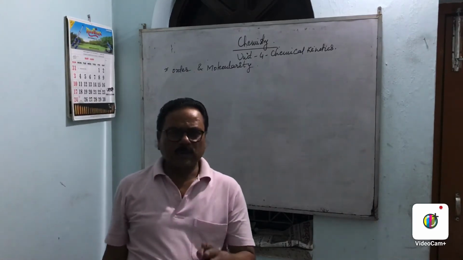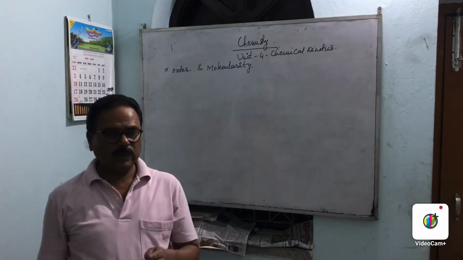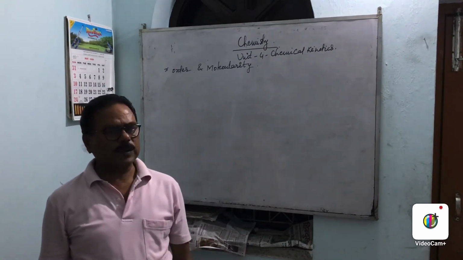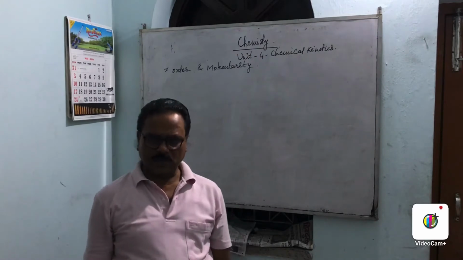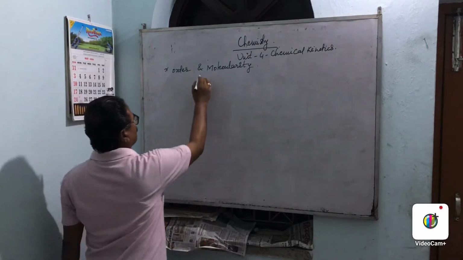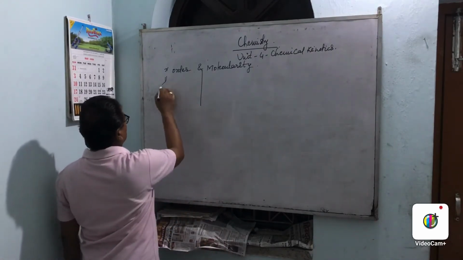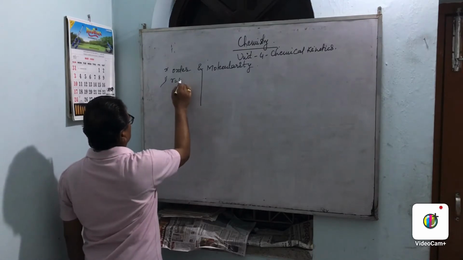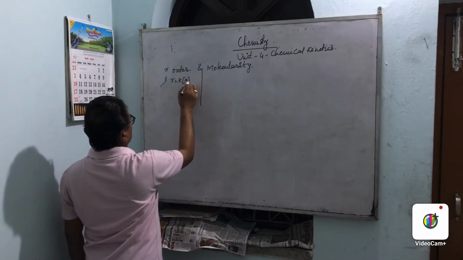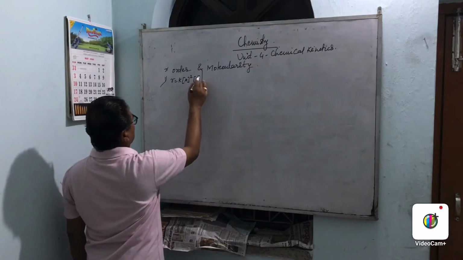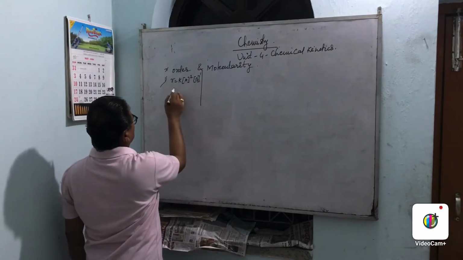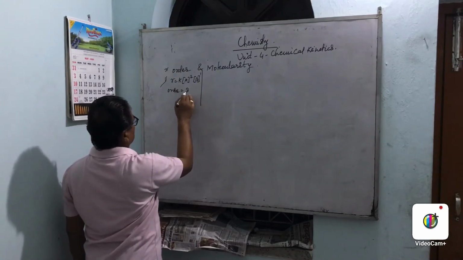Order is the sum of the powers of the concentration terms appearing in the rate law expression, known as the order of a reaction. Suppose the rate R = K [A]^2 [B]^1. So the order will be equal to 2 + 1, that is 3.